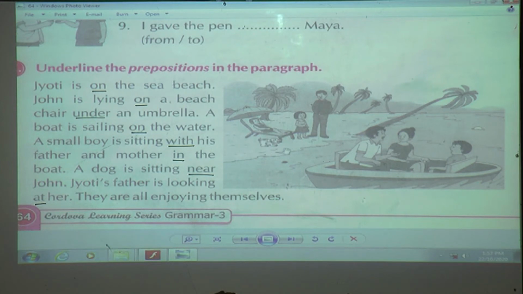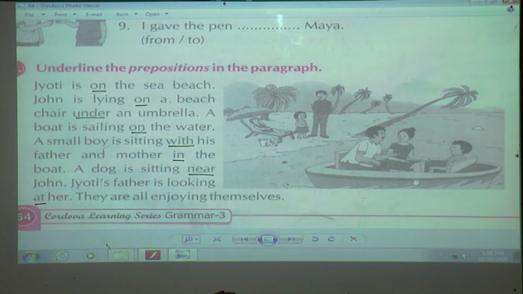Now you can see here a dog. The dog is sitting near John and she is Jyoti's father. And Jyoti's father is looking at her. Can you see he is looking at her? Yes, and they are all enjoying themselves. All are enjoying. Understood, students?